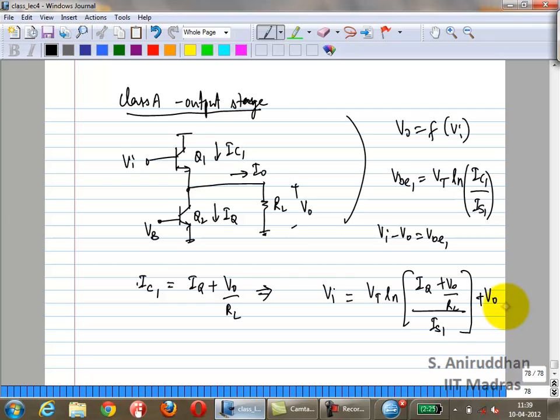For very small signals, you know that Vi is approximately going to follow Vo, right? Vi should be equal to Vo for small signals, that you already know. Why? This is an emitter follower, which has a gain of 1. This is your nonlinearity term. Okay?